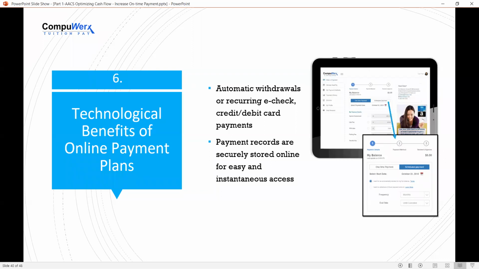Use technology. Set up payment plans with automatic payments. That automatic payment will be automatic recurring e-check payments, credit card payments, or debit card payments for the students. Another thing that you want to do is put the payment records online, so your student can see where they are at with their tuition payments, and whether there is anything they have to do. They'll have a very clear understanding of where they are.